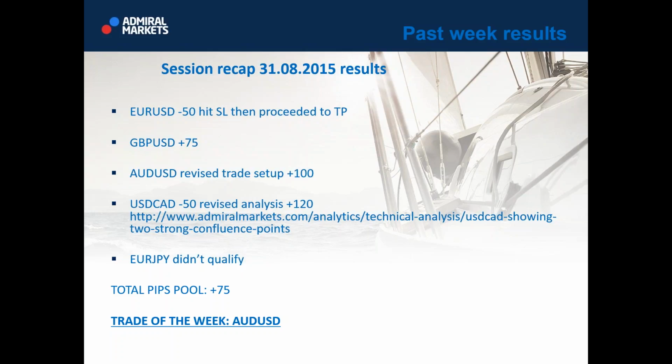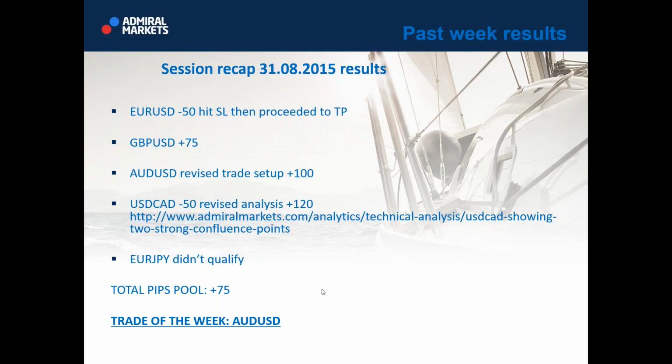Pound dollar gave us 75 pips total pip pool. Australian dollar revised trade setup, total of 100, even more, but we can count it as 100 pips. Dollar CAD, it was minus 50 initially, and then I did a revised analysis after a loss, and then we got 120 pips by revised, but I don't count this for session recap.